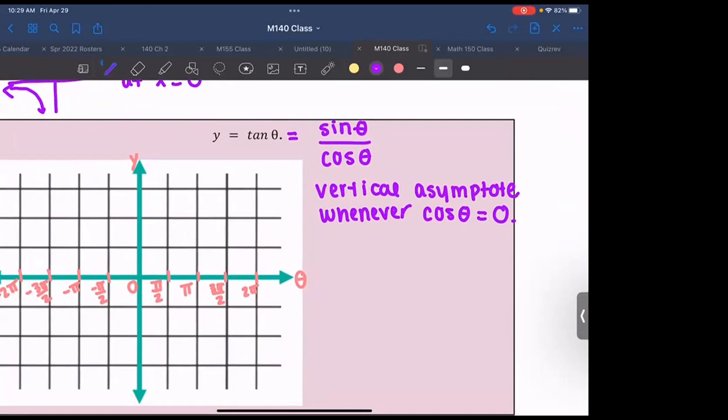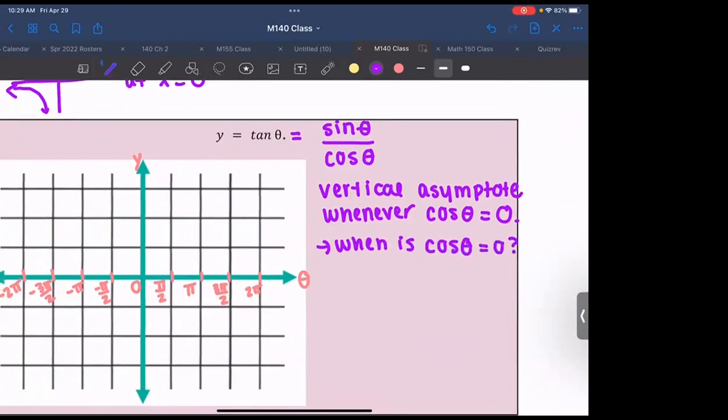Okay. So let's ask ourselves, when is cosine equal to 0? What angles have cosine of that angle be 0? Pi over 2, 3 pi over 2, good, right? Cosine of pi over 2 is equal to 0. So pi over 2 is where cosine is equal to 0. And cosine of 3 pi over 2 is also equal to 0. So these are two examples of angles where cosine is equal to 0.